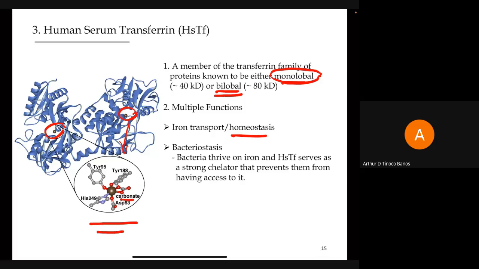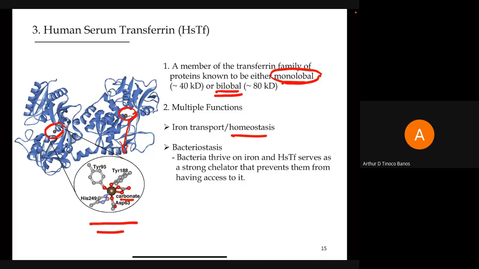So what human serum transferrin does, it serves as a strong chelator of iron. So basically, it scavenges the metal as best as it can away from, let's say, pathogenic bacteria. And so that also plays a form of nutritional immunity.